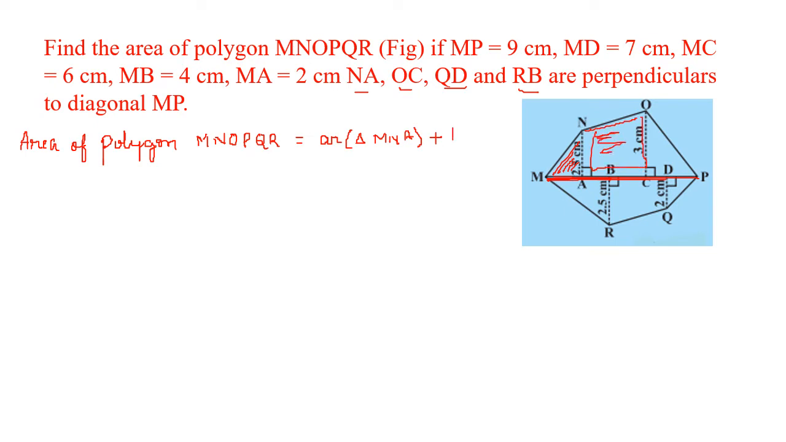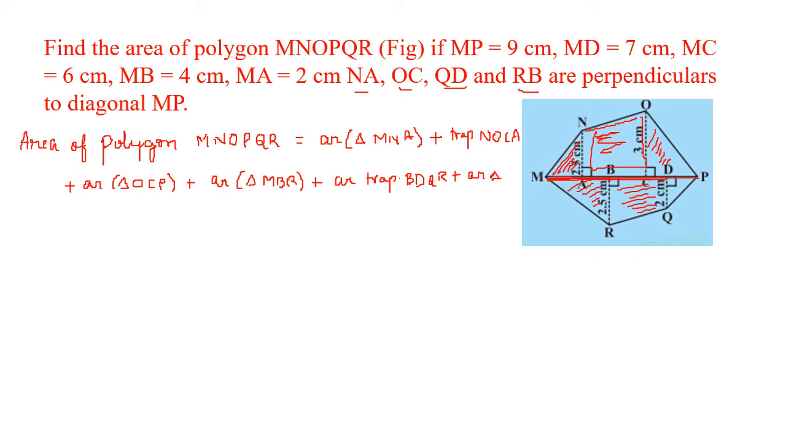The trapezium NOCA, plus area of triangle OCP, plus area of triangle MBR, plus area of trapezium BDQR, plus area of triangle DPQ. So there are 6 areas we have to find separately and add.